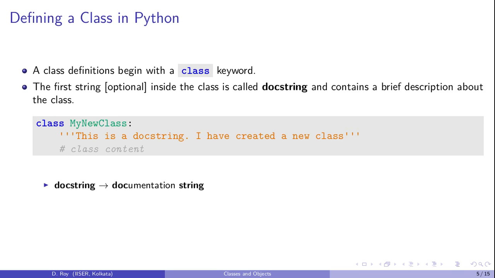Other than the docstring, a class may contain two other parts. One is class variables and another is class functions. Note that all these three components are optional. That is, you may find a class without a docstring, you may find a class without a class variable, or you may also find a class without any defined function.